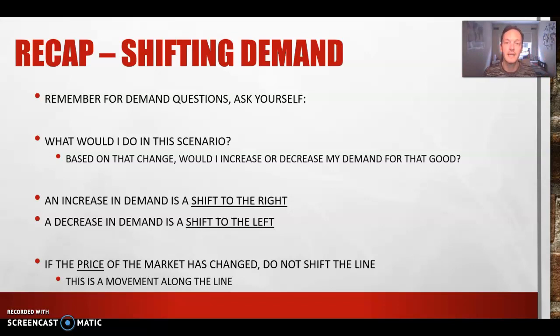An increase in demand is a shift to the right, and a decrease in demand is a shift to the left. And then finally, if the price of the market has changed, do not shift the line. It is simply a movement along the line. And repetition over practice questions on movements and shifts is going to be your best friend in getting this stuff right.